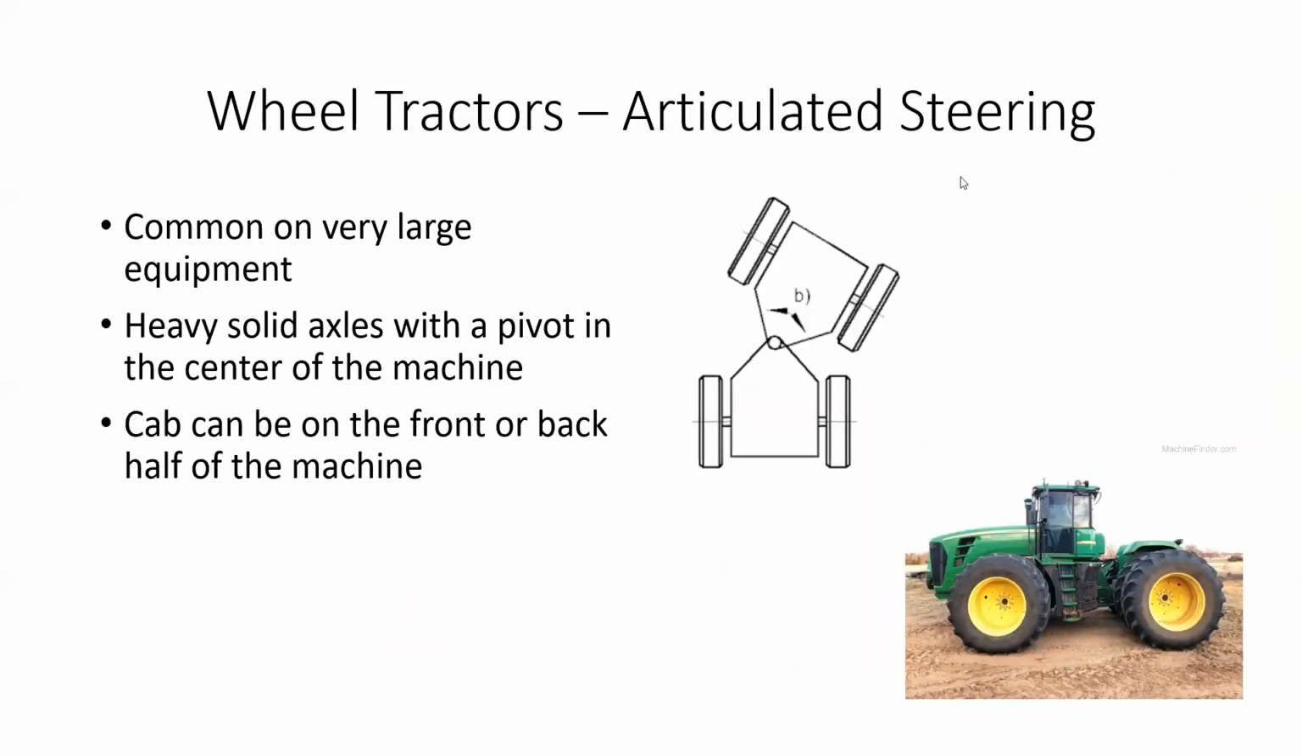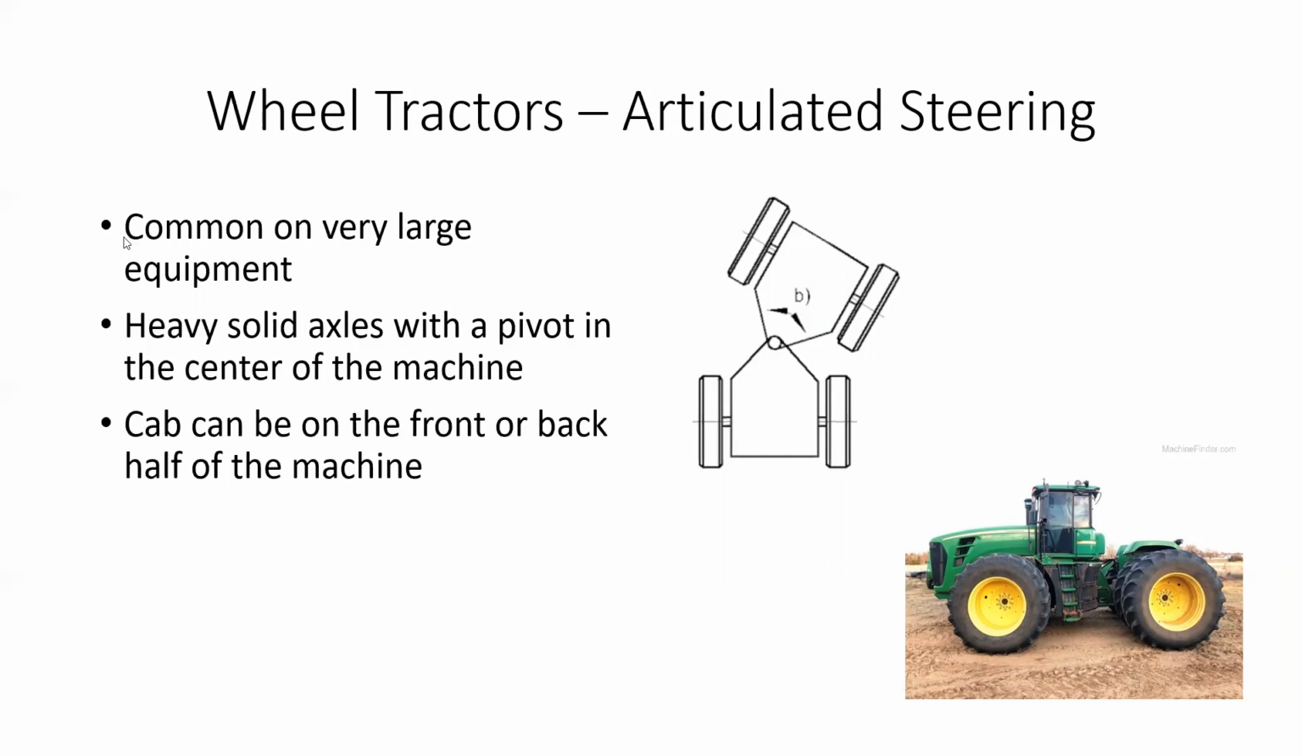Okay, articulated steering. We briefly mentioned this on the large four-wheel drive tractors. This is really where you see most of this, on these big four-wheel drive tractors. And the axles don't steer at all. So the tires don't pivot like a car does. None of that happens. The whole machine pivots about the center of the machine.